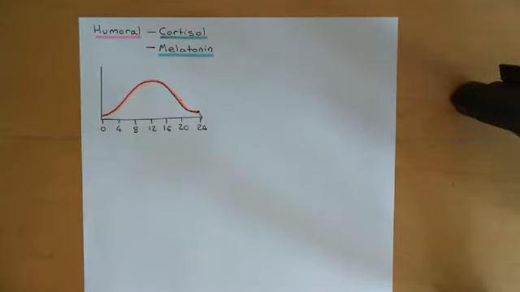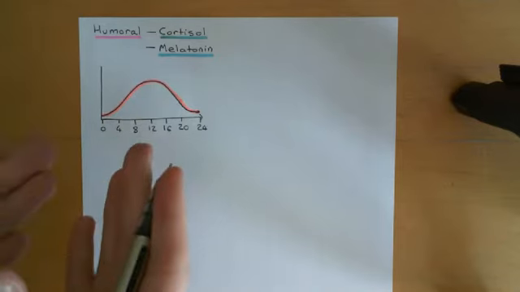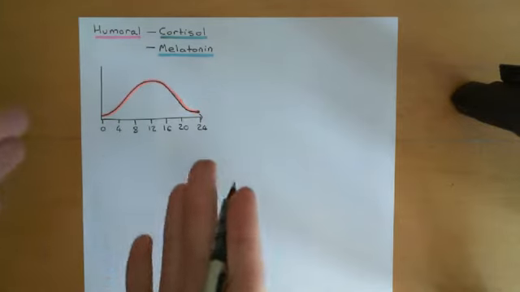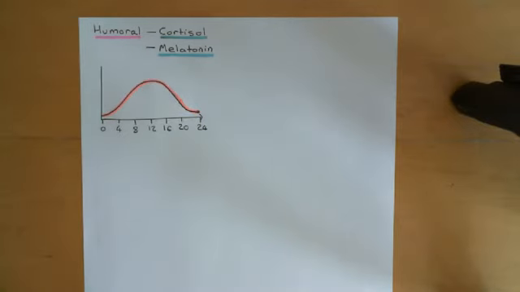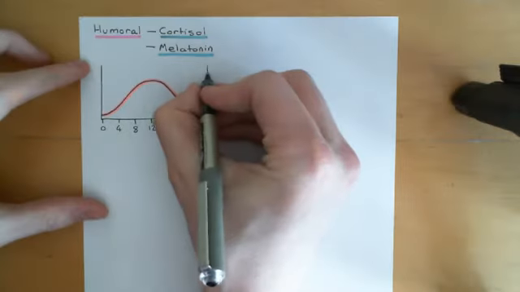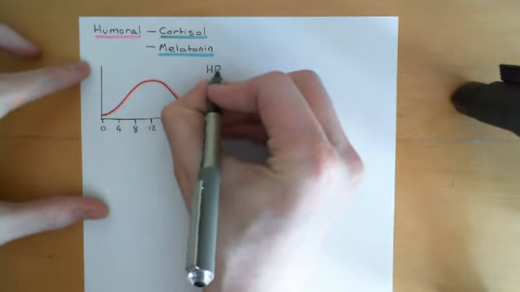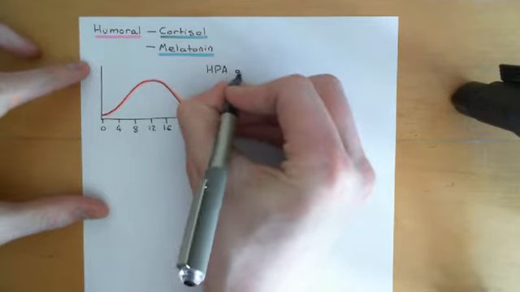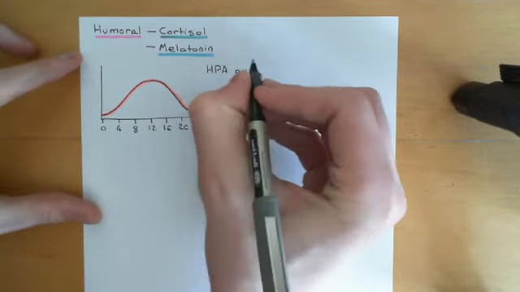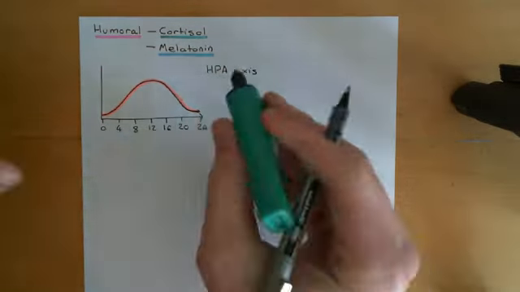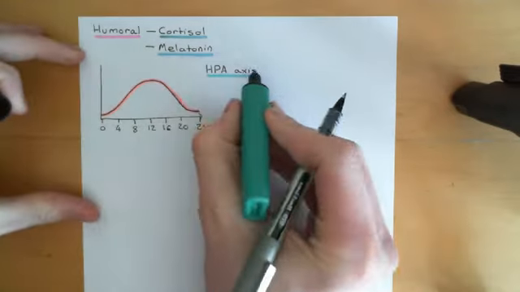Okay, right. So we now want to understand how the suprachiasmatic nuclei are driving this oscillation in the level of cortisol within the blood. Now to understand that, we need to understand the HPA axis, which is what controls the release of cortisol from the adrenal glands. Okay, so what is the HPA axis?